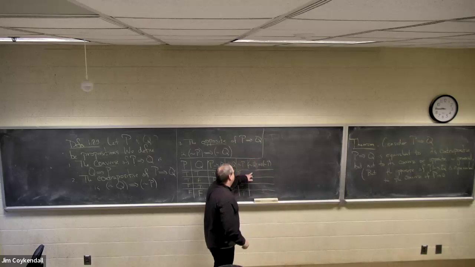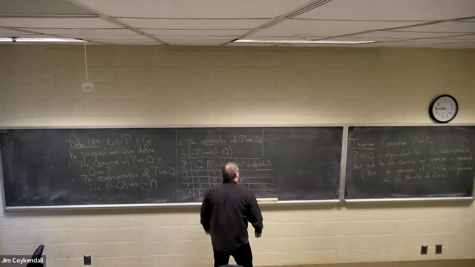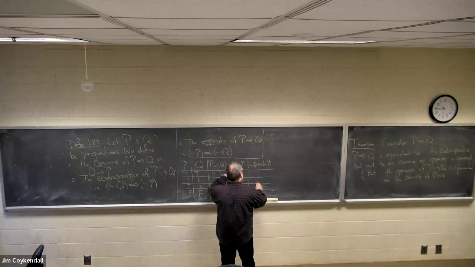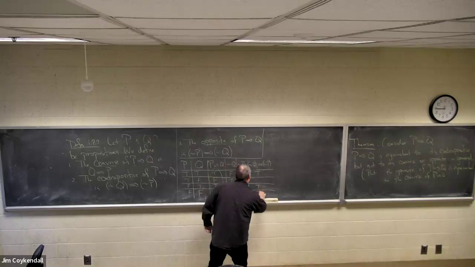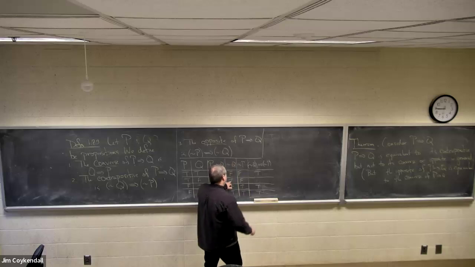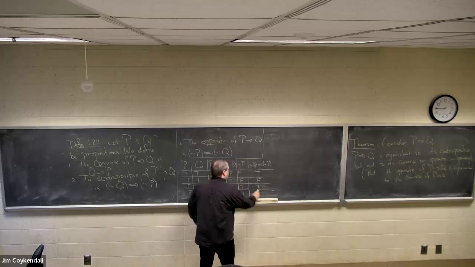Let's see, this is true if either this is true or this is false. So let's see, this is false here, here, and it's true, true here. Okay, this is true, and this is false, so it's false. Notice we have a match.